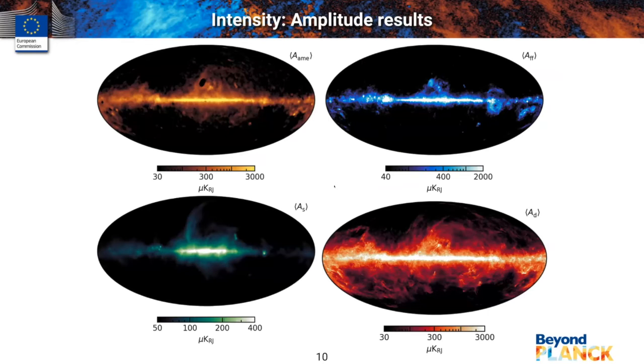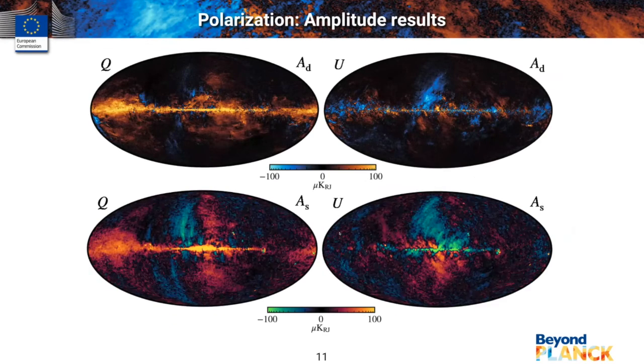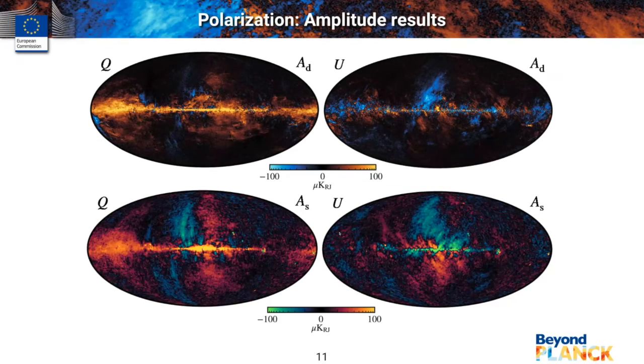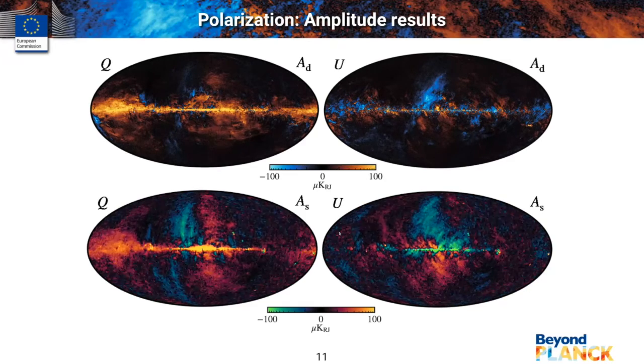So here we show the intensity amplitude maps, where we have separately modeled AME amplitude, free-free, synchrotron, and dust. In polarization, we see the same thing for the thermal dust and the synchrotron component, but here as an animation. I don't know if you can see it actually moving properly here, but it's 200 samples of a total of 1200.